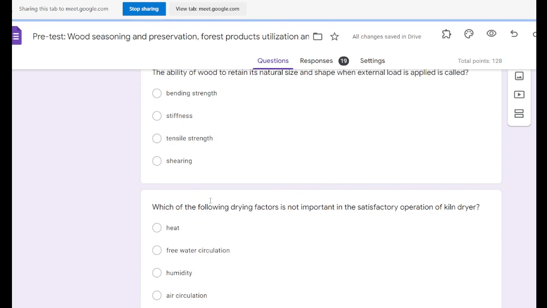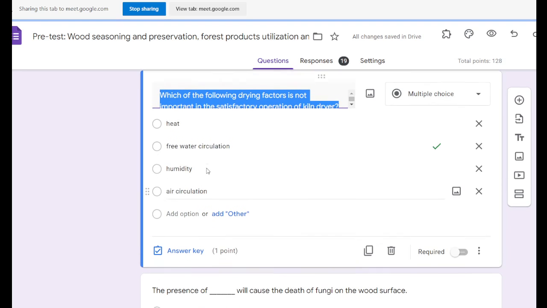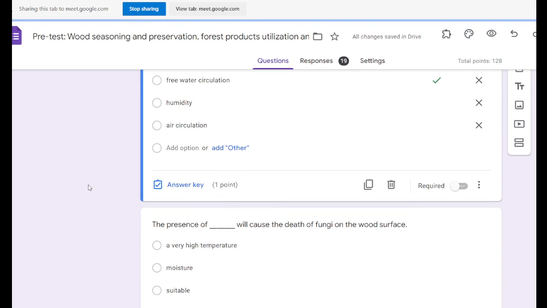Okay. Which of the following drying factors is not important in the satisfactory operation of a kiln dryer? Again, which of the drying factors is not important in the satisfactory operation of a kiln dryer? Answer is free water circulation. No, because free water is important. Water is used in the kiln dryer to increase humidity. Over time the humidity in the kiln dryer becomes low, so you spray water to increase humidity.